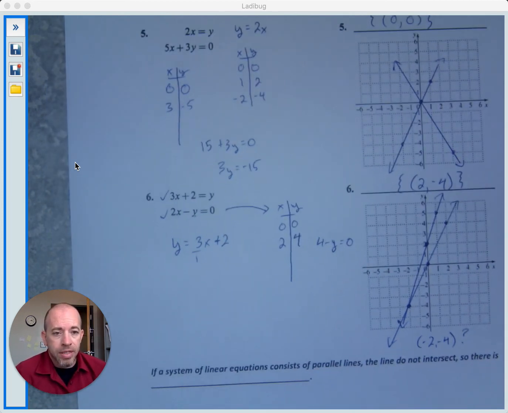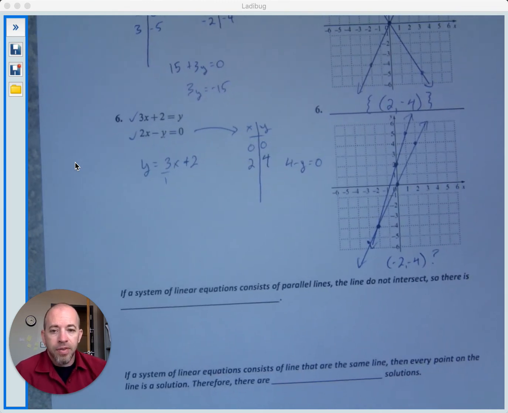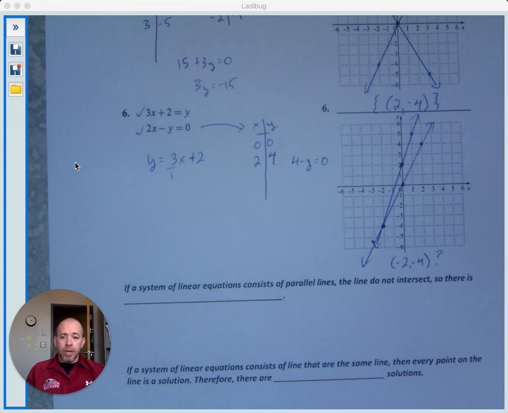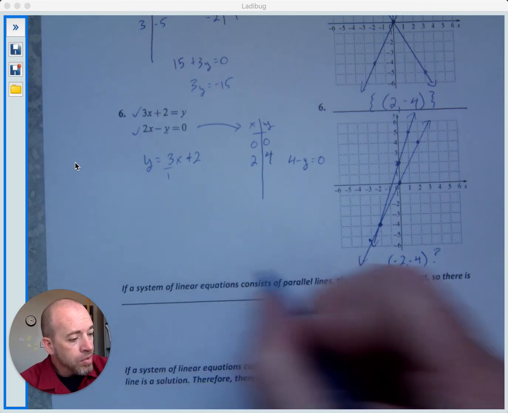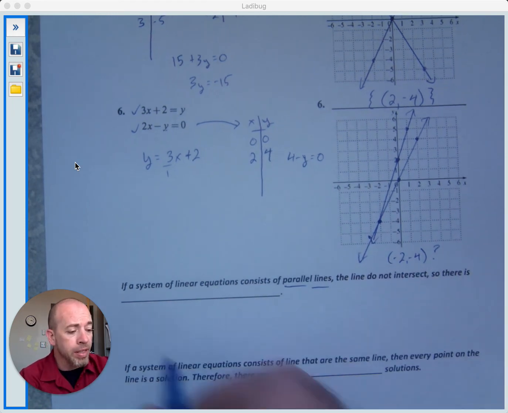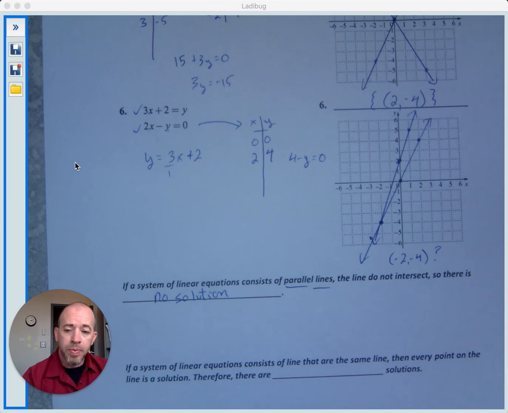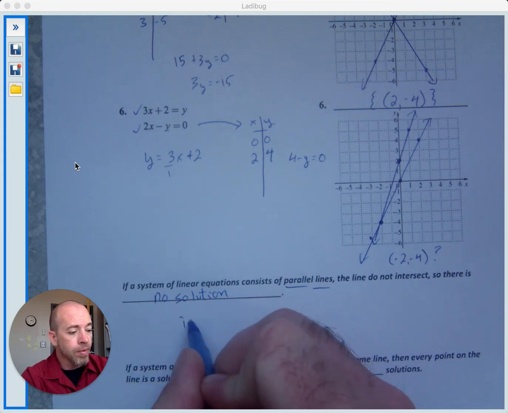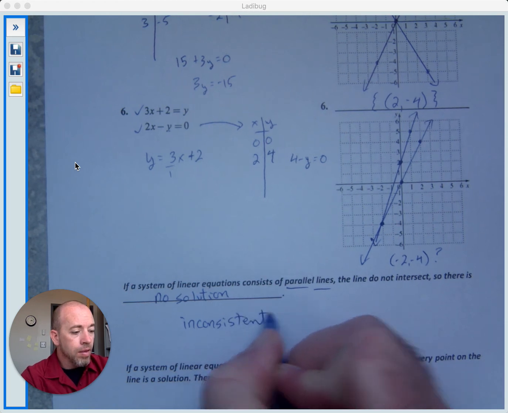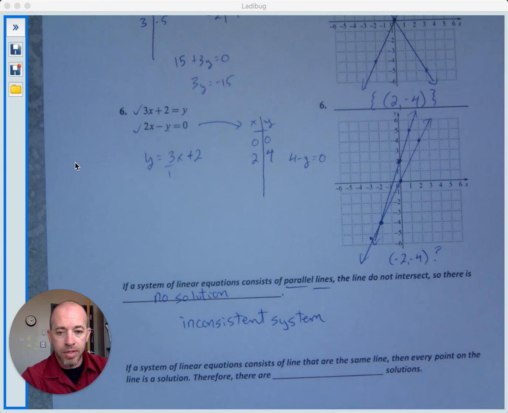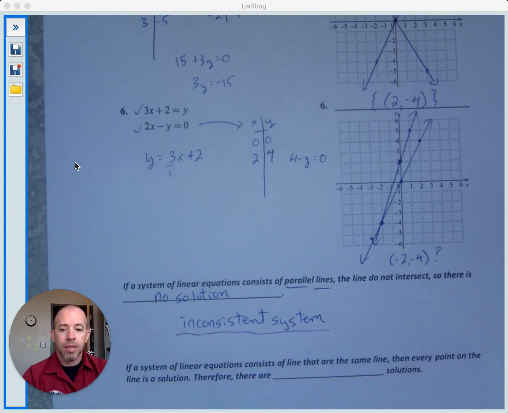Alright, so now moving on. If a system of linear equations has two parallel lines, well, we know parallel lines do not intersect, right? And if they don't intersect, that means there is no solution to the system. Okay? So with parallel lines, if we recognize two lines are parallel, we know there is no solution to the system. Now, there's a special term we use in mathematics for a system that has no solution. We say it's an inconsistent system. And those words will show up in MyLab, I believe. They'll ask you if it's an inconsistent system or if there's a solution or if something else happens.